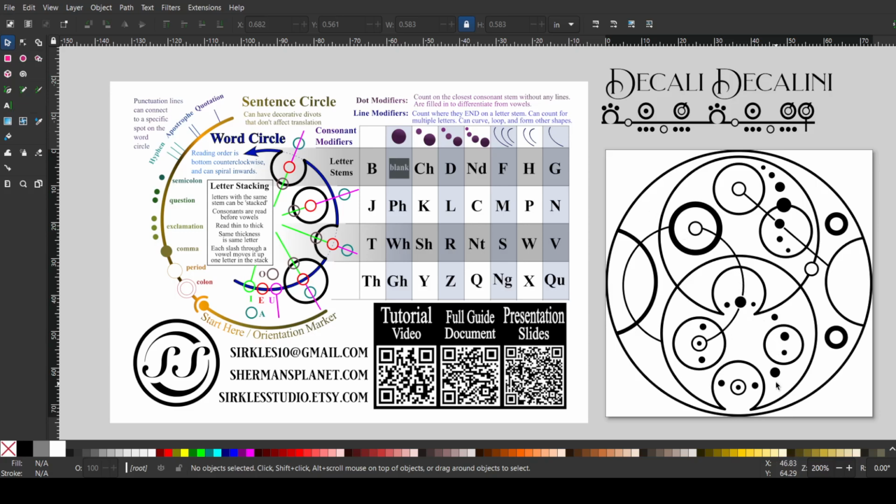I'm really happy with the balance between the symmetry as well as the asymmetrical parts. And then, I like it. I hope you like it too.